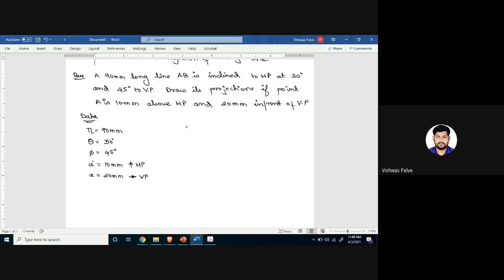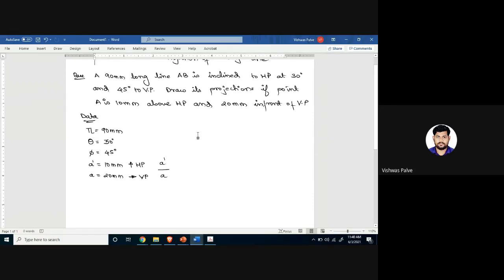So where does this point lie? In which quadrant? First quadrant. What is the condition for first quadrant? A dash will be above XY line and A will be below XY line. Are you getting it? For solving any line problem, we require 5 data. So let us check. True length is given, 1, 2, 3, 4, 5. 5 data is there, and with the help of this, we have to solve the problem.